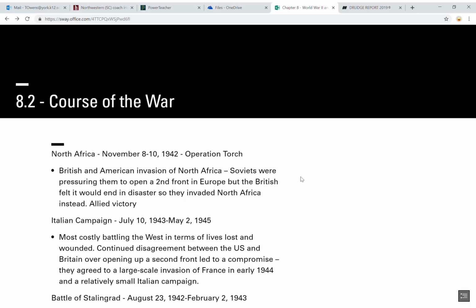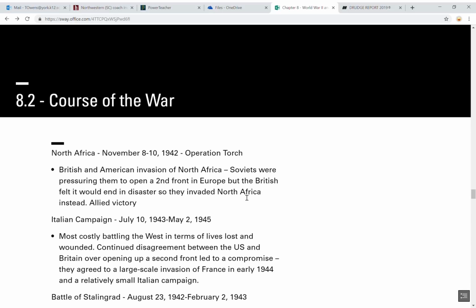But the problem with invading Italy is that Germany is encamped in North Africa. So to ease the way for the invasion of Italy, they are going to go about Operation Torch, which is the North African campaign. And again, a pretty short battle in terms of days. It would have had more time in planning, but November 8th through 10th in 1942, the British and the American troops are going to invade North Africa.